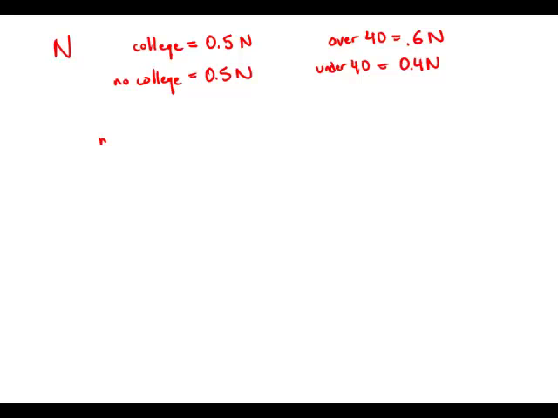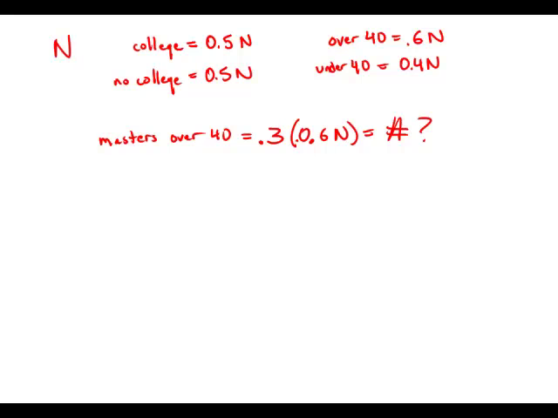And then we're told that master's degrees of the folks over 40, well, that's 30% of the folks who are over 40. So 30% of 0.6 times N equals the folks with master's degrees over 40. And we want to know, what is this number? What's the number of people with master's degrees over the age of 40?